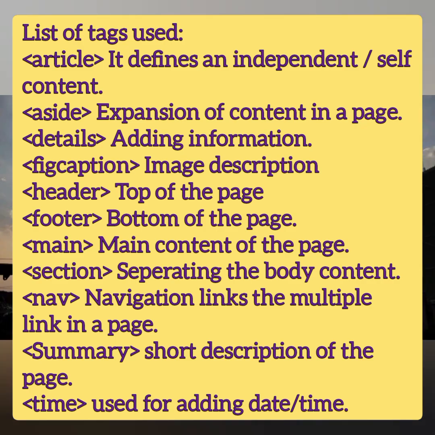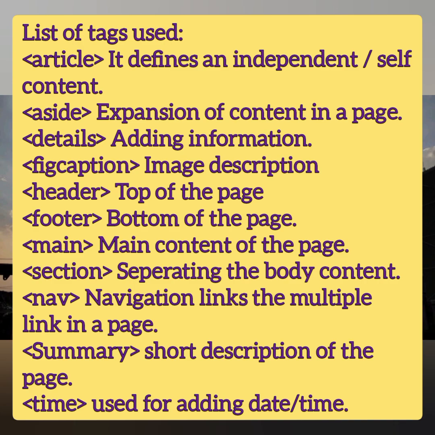Normally, article defines independent or self-contained content. Next, aside is an expansion of your content, which means it is similar to a descriptive list. The heading and the subtopics are the content normally found in a descriptive list. In the case of aside, the subtopics will be hidden within that heading, so we can expand them. Next is details. It will add more information about the body of that content.